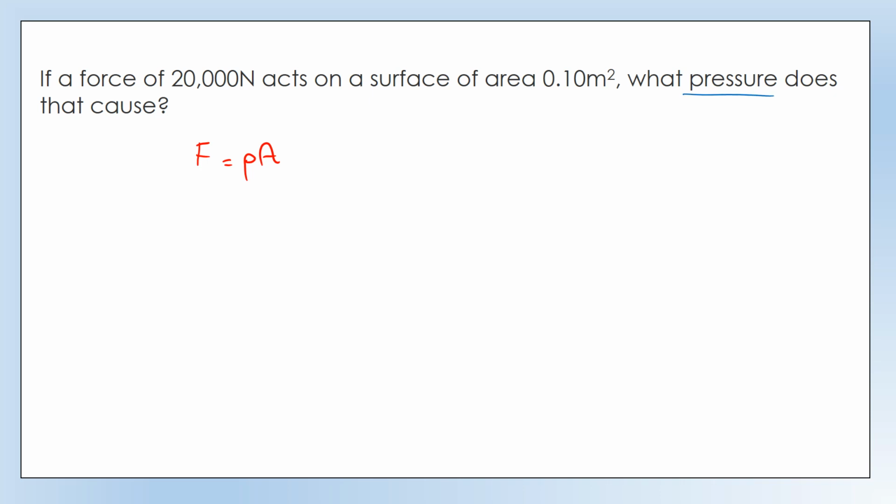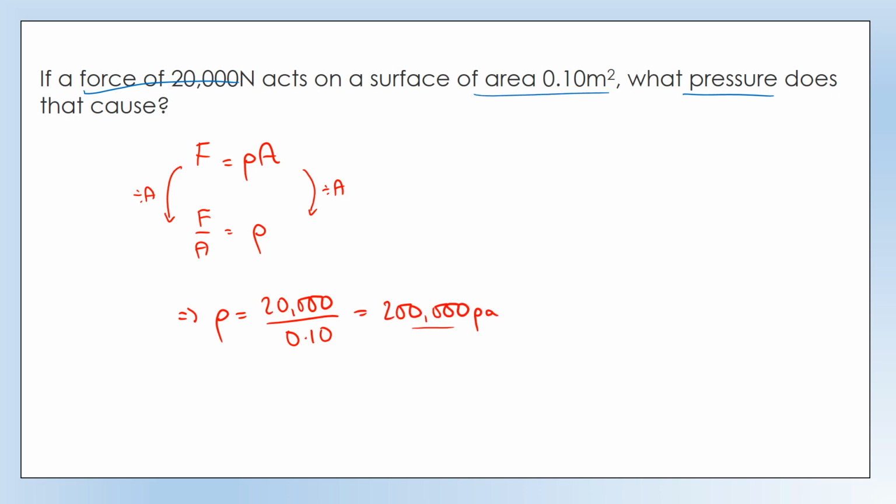So there's our equation. What do we want to calculate? We want to know what pressure is. So I'm going to divide both sides by A. That gets the P, or the pressure, by itself. Now we can plug our 20,000 in for force, plug in our 0.1 for area, and we get 200,000 pascals.